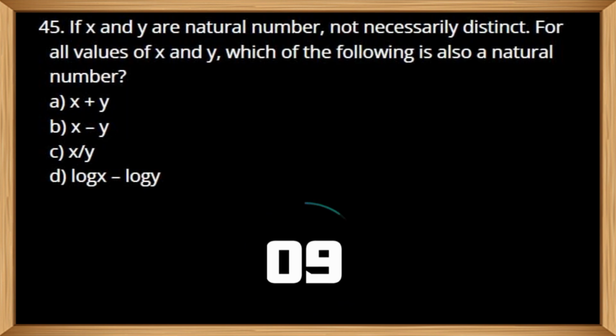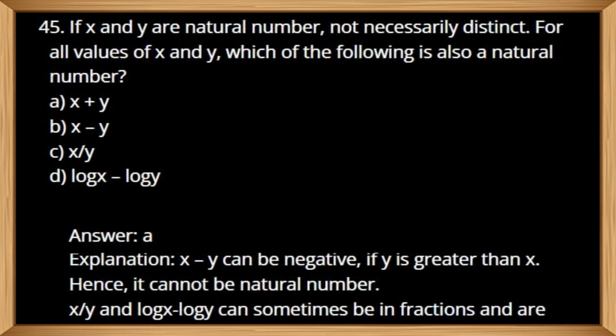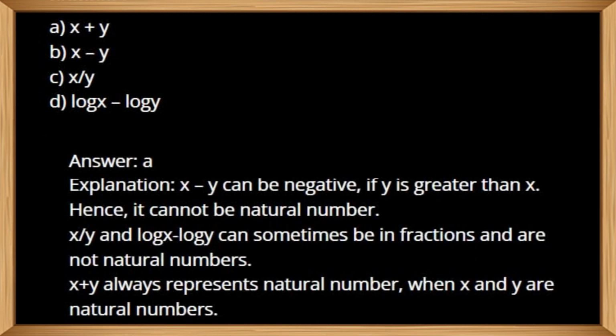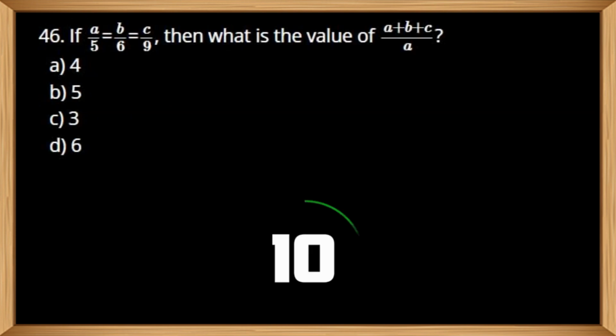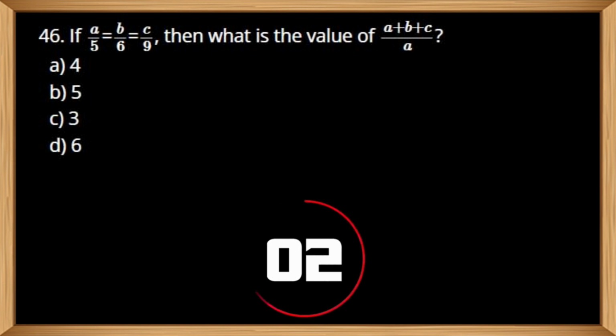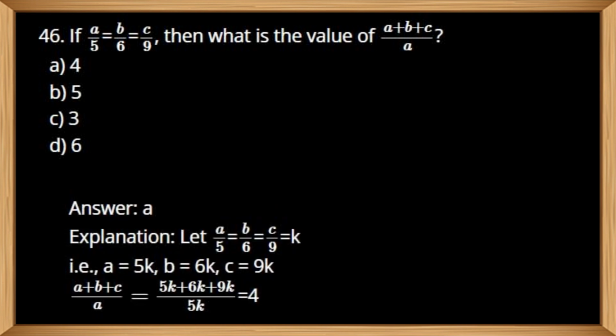If x and y are natural numbers not necessarily distinct, for all values of x and y, which of the following is also a natural number? Option A x plus y. If a by 5 is equal to b by 6 is equal to c by 9, then what is the value of a plus b plus c by a? Option A 4.